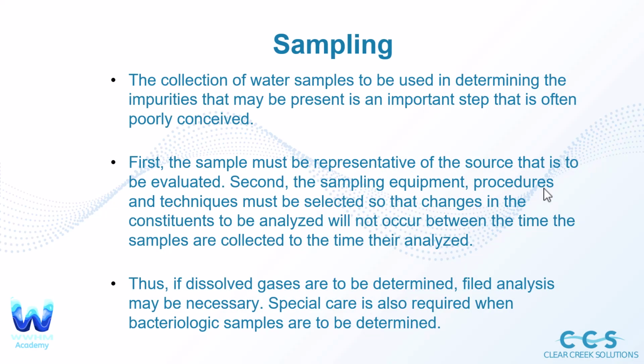The collection of water samples to be used in determining the impurities that may be present is an important step that is often poorly conceived. First, the sample must be representative of the source that is to be evaluated. Second, the sampling equipment, procedures, and techniques must be selected so that changes in the constituents to be analyzed will not occur between the time the samples are collected to the time they're analyzed. And so thus, if dissolved gases are to be determined, field analysis may be necessary. Special care is also required when bacteriologic samples are to be determined.